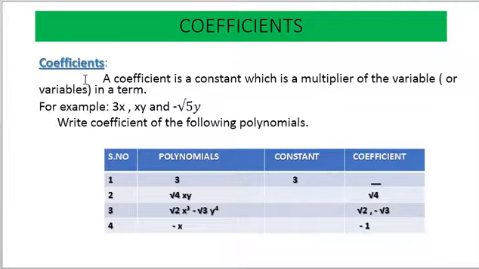Coefficients. A coefficient is a constant which is a multiplier of the variable or variables in a term. So students, a coefficient we always put before the variable. For example, 3x, xy, and minus 5 under root y.